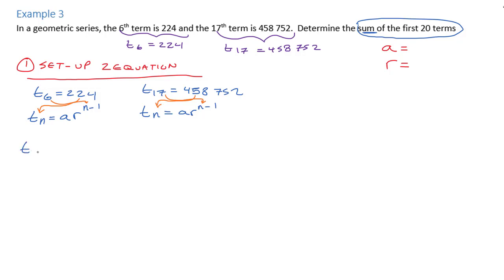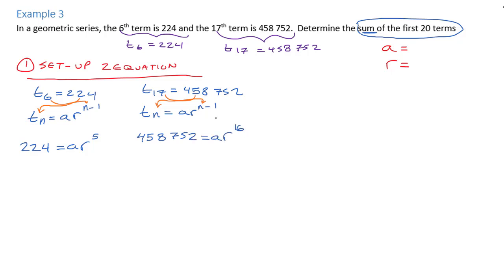All right, so the term, 224, equals AR to the n minus 1, right? So 6 minus 1, so I'm just going to write 5 right away. Same with this: 458,752 is equal to AR to the 17 minus 1, so it's 16.